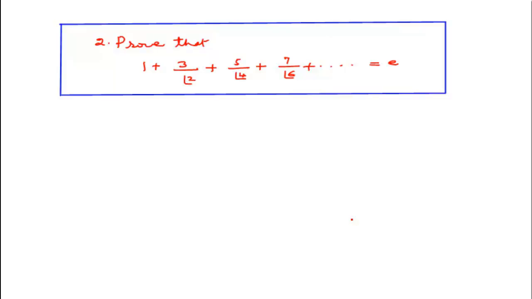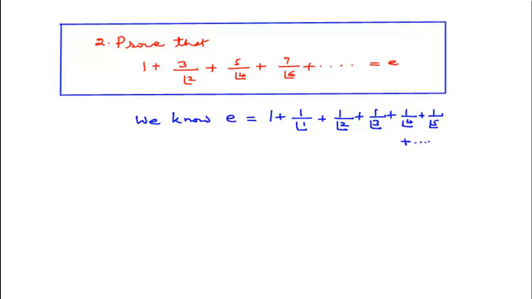Question number 2. Prove that 1 plus 3 upon factorial 2 plus 5 upon factorial 4 plus 7 upon factorial 6 plus and so on up to infinity is equal to E. We know that definition of E is E is equal to 1 plus 1 upon factorial 1 plus 1 upon factorial 2 plus 1 upon factorial 3 plus 1 upon factorial 4 plus 1 upon factorial 5 and so on up to infinity. This is by the definition of E.